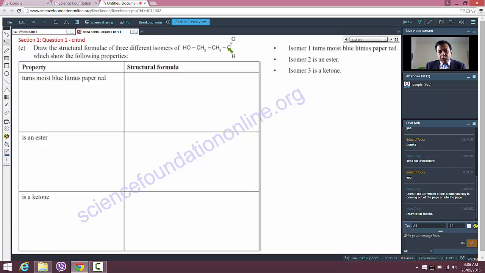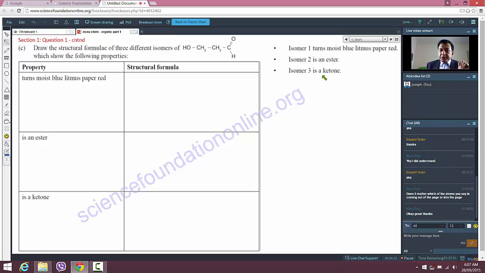And of course, if you look at this molecule here, C double bond O, there's a hydrogen there. All you need to do to switch that over to become a carboxylic acid is put the H over there and move the OH here. So isomer 1 turns moist blue litmus paper red. That's the propanoic acid one, and we draw that structural formula. Isomer 2 is an ester. It's easily possible to make an ester with this because there are 2 oxygen atoms there.